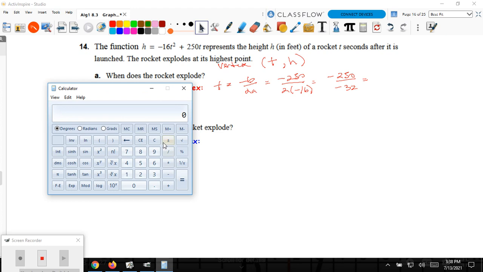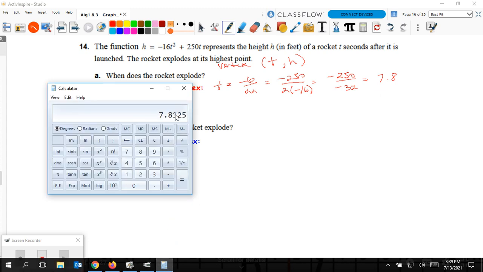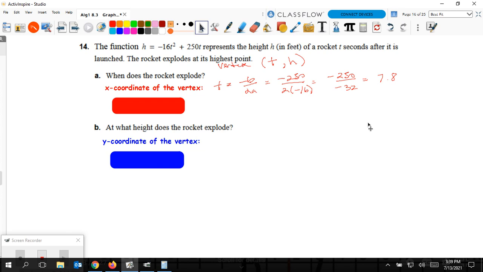Let's bring up our calculator. 250 divided by 32 equals 7.81. Do we round that to 1 or do we round it to 2? I should leave it at 2, 7.81. So that would be how long. So when does the rocket explode? About 7.81 seconds. That's how long.